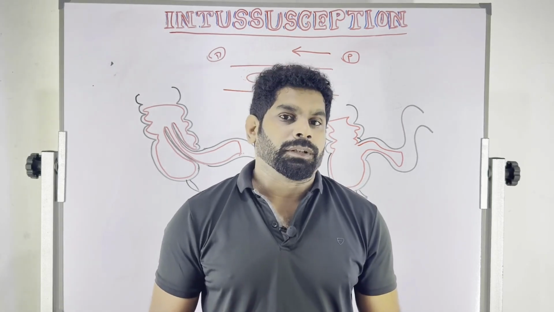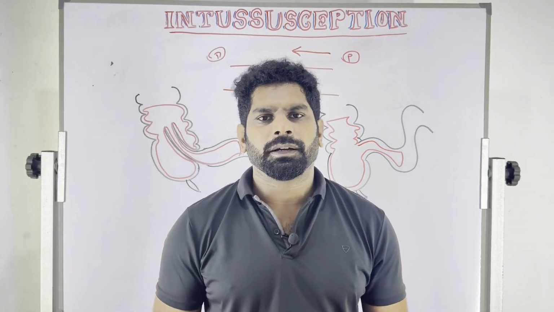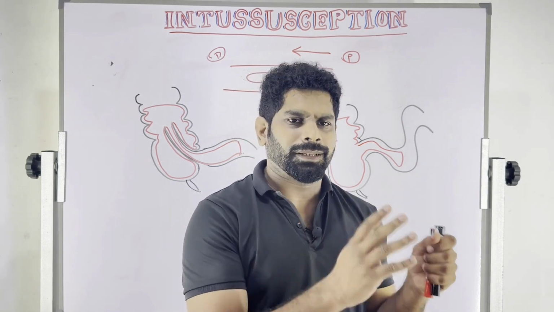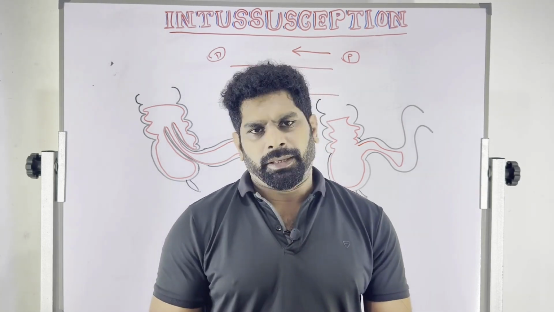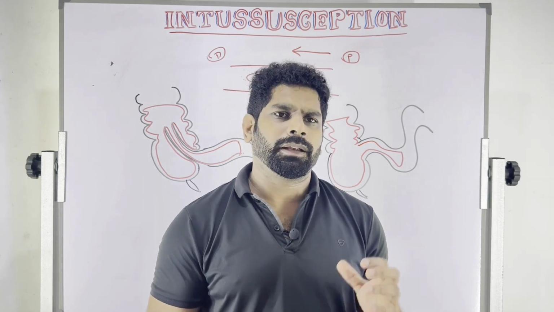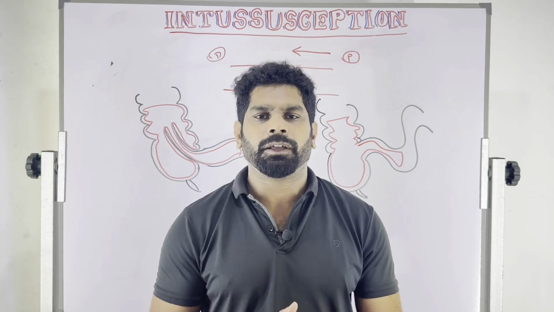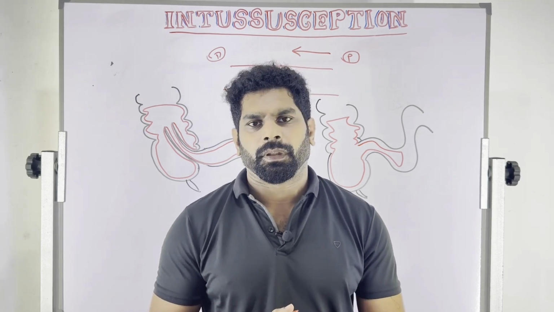What are the traction points? Usually in younger children, intussusception is more common at 6 months to 2 years of age. During this age, it could be idiopathic. Without any anatomical defect, it can happen.